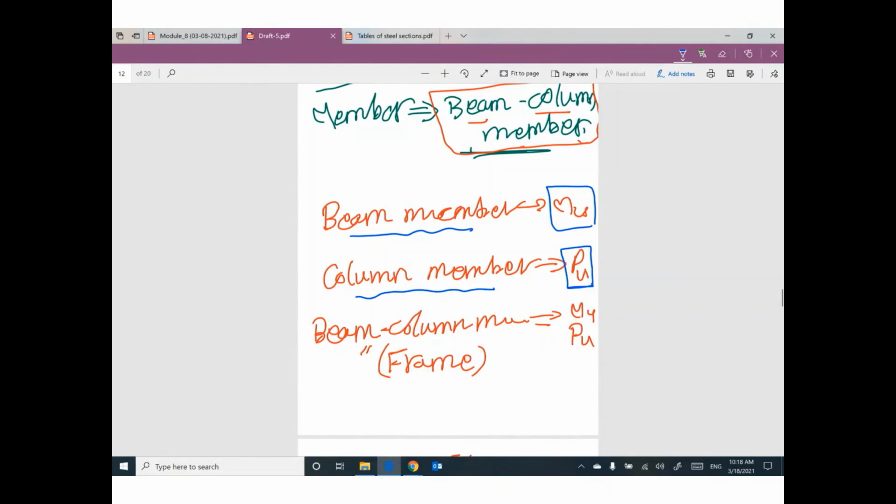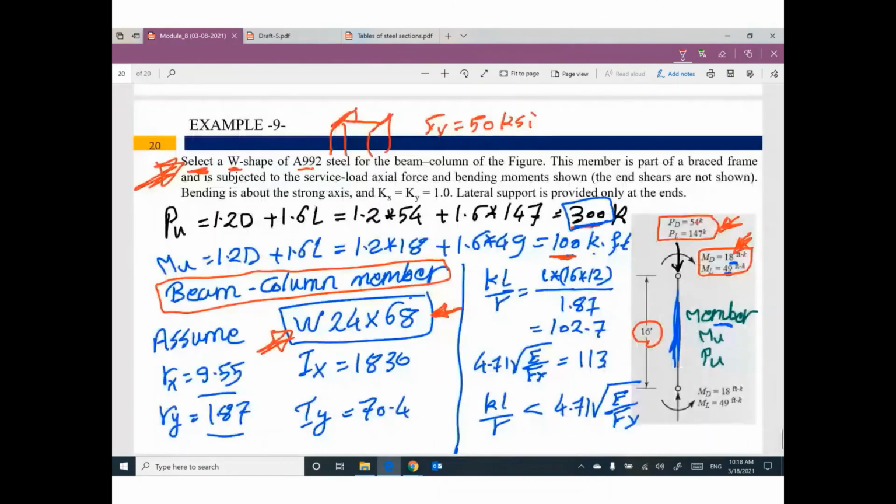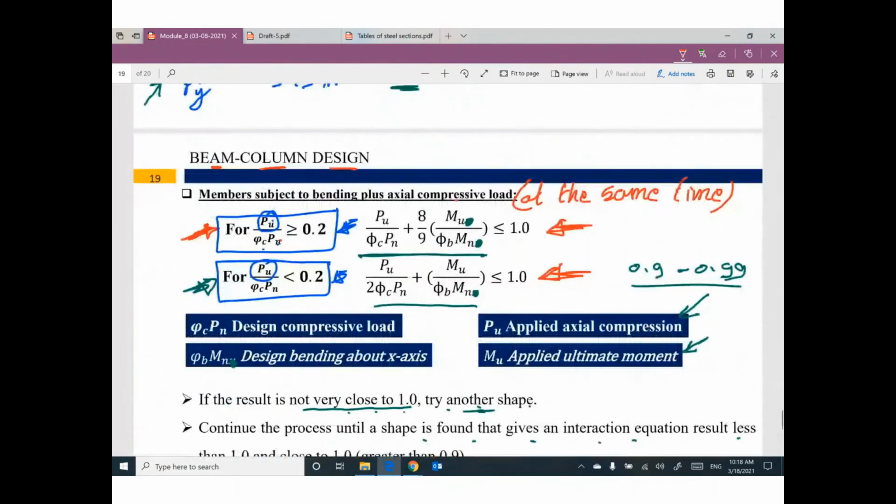But if you have both of them, and this will not happen except if you have a frame, that means we have M ultimate and P ultimate at the same time. So this member can be called a beam-column member. It works as a column and a beam at the same time. So we need to follow the rules to design a beam-column member by using this interaction equation. But before starting, you have to decide which interaction equation I'm going to use, this one or this one. So we need to check this condition and this condition to decide.